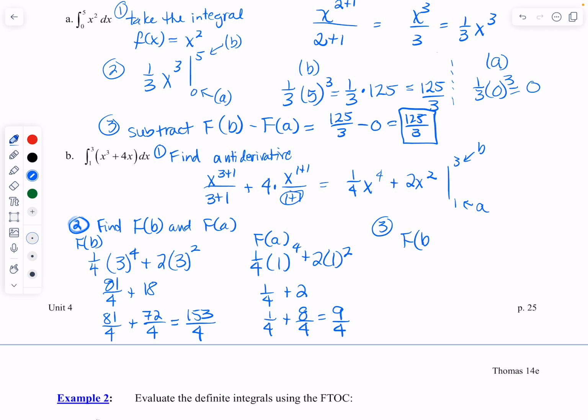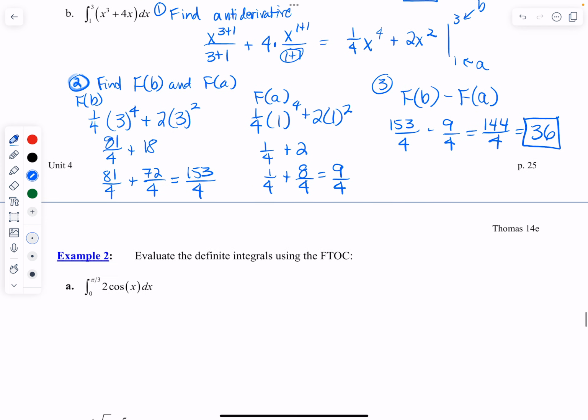My last step is to subtract the antiderivative at b minus the antiderivative at a. So this is 153 over 4 minus 9 over 4. And when we do the math there, we get 144 over 4, which reduces down to 36. So this is the area under the curve of x cubed plus 4x going from 1 to 3.